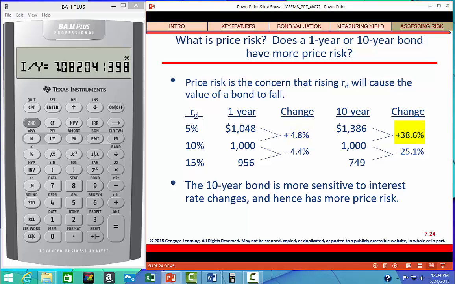So if I were you and I was going to invest in bonds when interest rates were going down, I would want the 10-year bond, because I get a huge capital gain compared to just a 1-year bond.